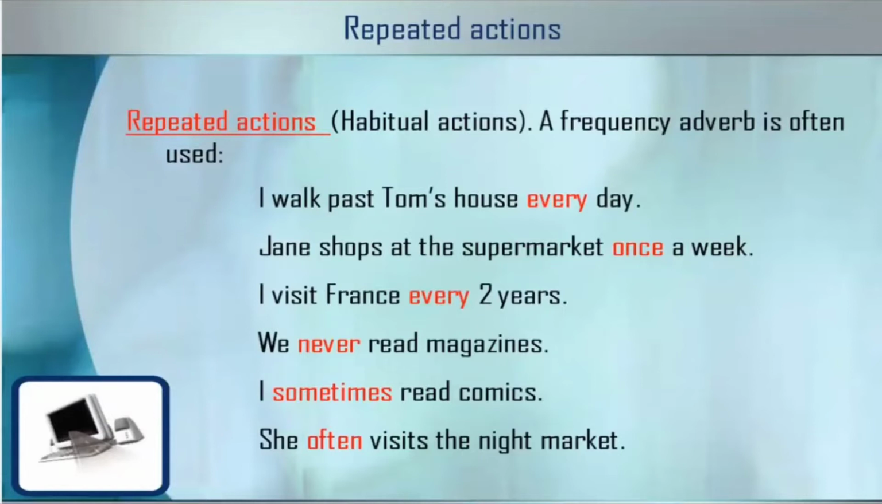For example, I walk past Tom's house every day. I go to school every day. I go to church or mosque every day. Jane shops at the supermarket once a week. I visit France every 2 years. I go to my village every 2 years. I visit my village every 2 years. So the things that we do repeatedly are also expressed in present tense.